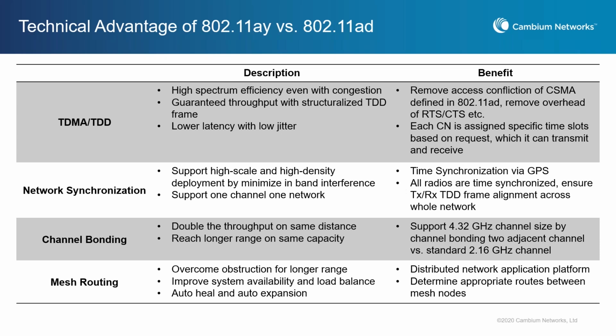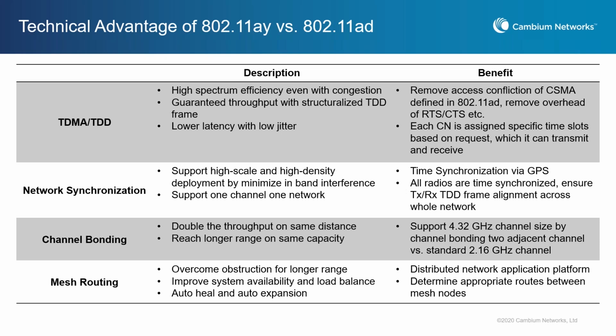More than that, we also support network synchronization using GPS signals. When the radio is a TDD radio and we have network synchronization, we let every node transmit and receive at a given time, so we minimize the internal interference. With proper planning, we can do one channel, one network. Meaning for the whole network, you don't need to worry about frequency planning because we use just one channel, and the whole network will be synchronized to minimize interference and reach the best performance.